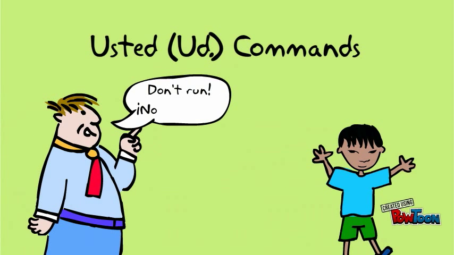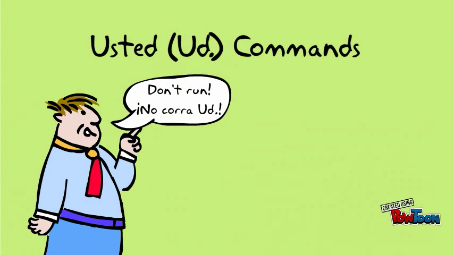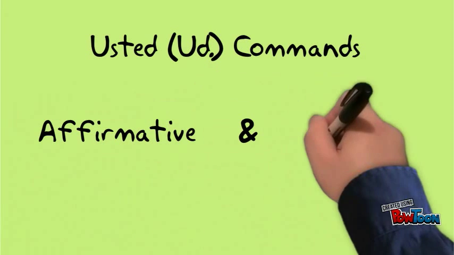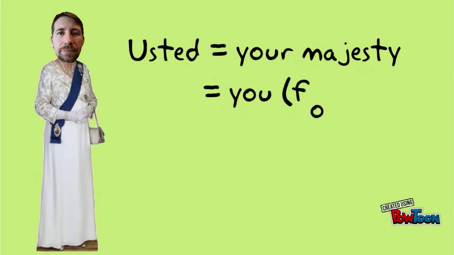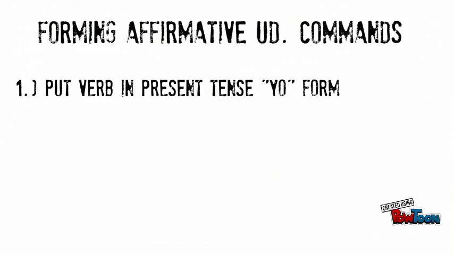Usted commands are used to tell someone to do or not to do something in a formal or polite way. Remember that usted literally means "your majesty," but has evolved over time to mean "you" in a formal sense. To form affirmative usted commands, that is, to tell someone to do something, you start by putting the verb in the yo form of the present tense.